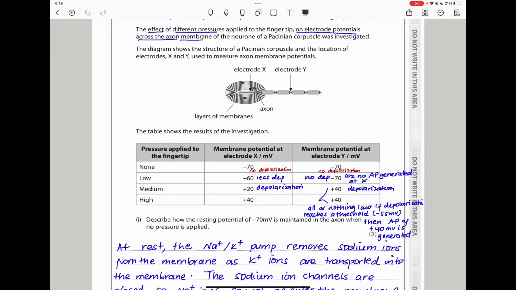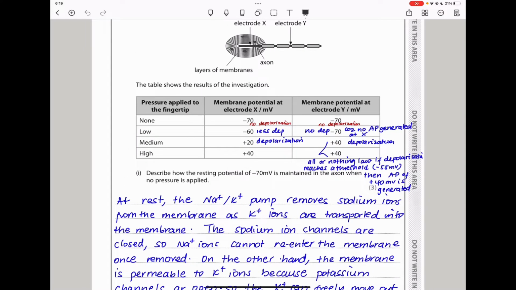They say the table shows the results of this investigation. So we can see if the pressure applied to the fingertip is none, the membrane potential was negative 70 millivolts, meaning there is no depolarization, as well as here, the membrane potential at electrode Y. For X and Y, there is no depolarization. So when they apply a lower pressure, we see there is negative 60. So it means there is less depolarization, but here there is no depolarization. Medium caused a positive 20. There is depolarization. Here we see positive 40. There is depolarization as well. A higher pressure caused positive 40 for both. There is depolarization. So here we can see the all or nothing law being applied.